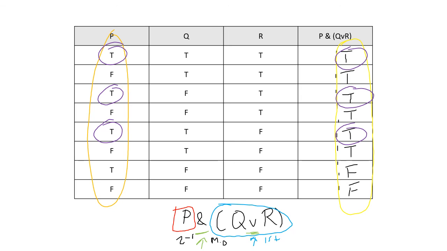So, first row, true. Second row, false. Third row, true. False, true. And false all the way down. The reason they're false is because at least one of them is false in each of these different lines here.